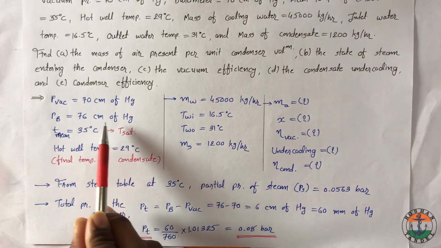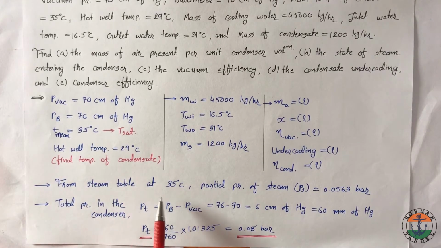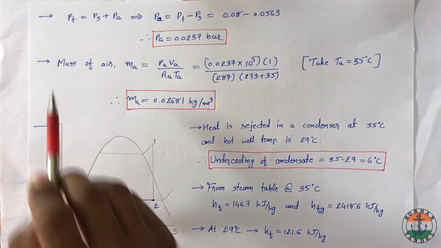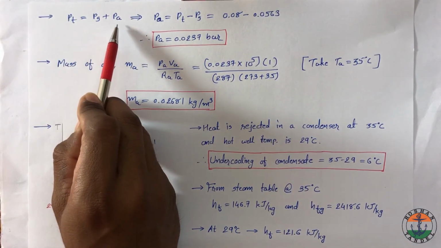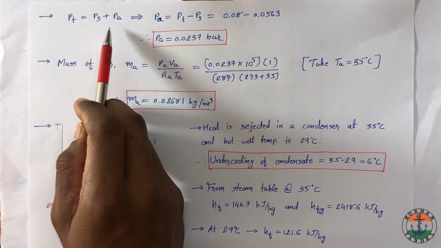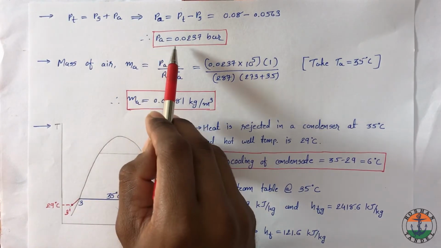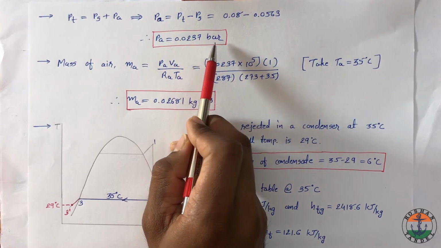Here, mean temperature is given 35 degrees Celsius. From steam table at 35 degrees Celsius, partial pressure of steam is 0.0563 bar. Total pressure in the condenser is equal to barometric pressure minus vacuum pressure, which is equal to 6 cm of Hg. Convert the value of Pt in terms of bar. So you will get 0.08 bar. Now, total pressure is equal to partial pressure of steam plus partial pressure of air. From this equation, you can find the partial pressure of air as 0.0237 bar.